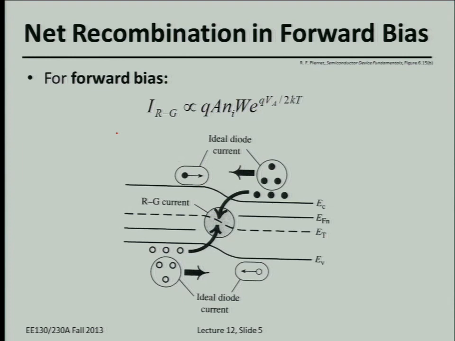So it just turns out that this particular recombination current has this voltage dependence. This is where the eta of 2 comes from. Qualitatively, you just need to know that the voltage dependence of the recombination current is exponential, but it's qV_A over 2kT. So it's not as strong as the normal diffusion current. Qualitatively, that's all you need to know.